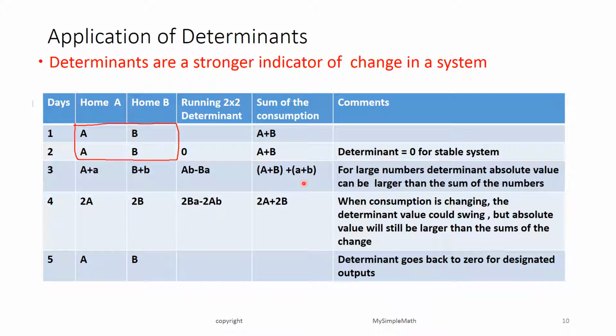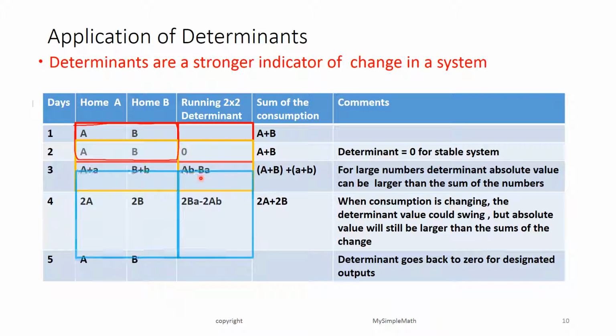So what I can see here is that for large numbers, this value right here, the determinant absolute value, may be much larger than the sum of these numbers. We'll see that when we simulate it, but this is a possibility that instead of measuring this, which is the sum of the total consumption in those two homes, we could have a running determinant right here as AB minus BA.